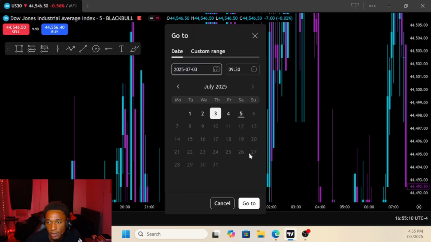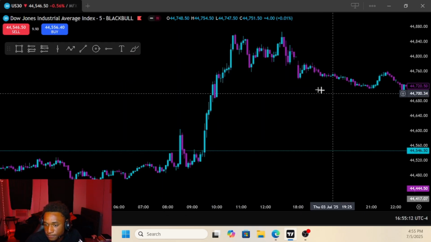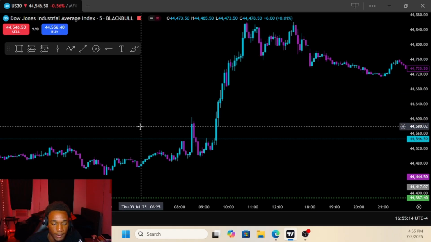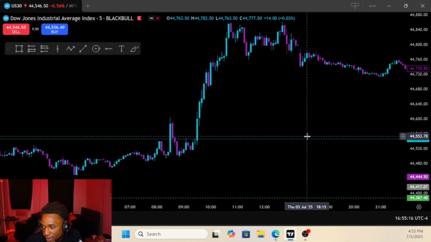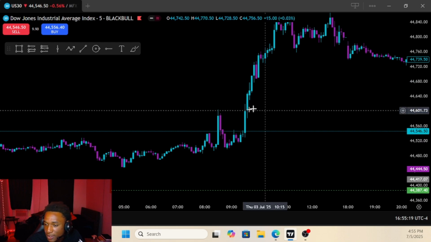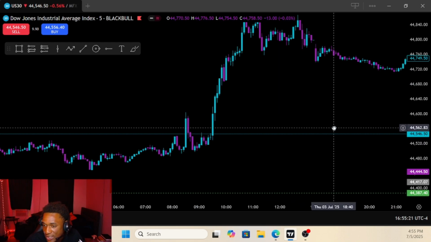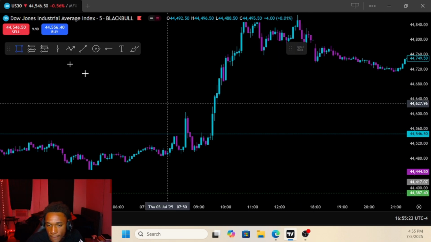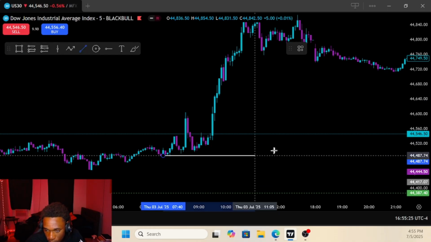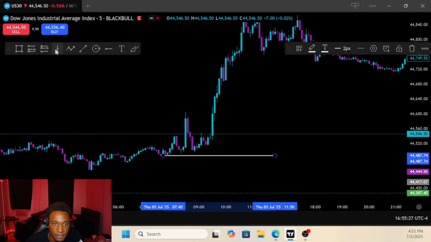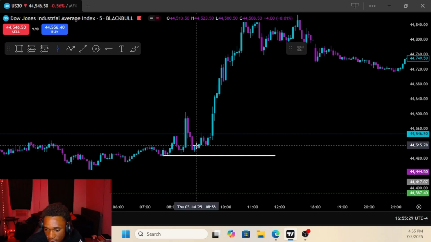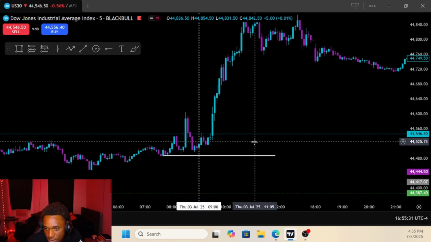Thursday I did take a trade, but yeah. So US 30, beautiful trade right here, to be honest. I'm really mad because I didn't take this trade right here. I took the NASDAQ one, but support would have been right here. We came into the market at 9 a.m., which would have been right on this candle right here.